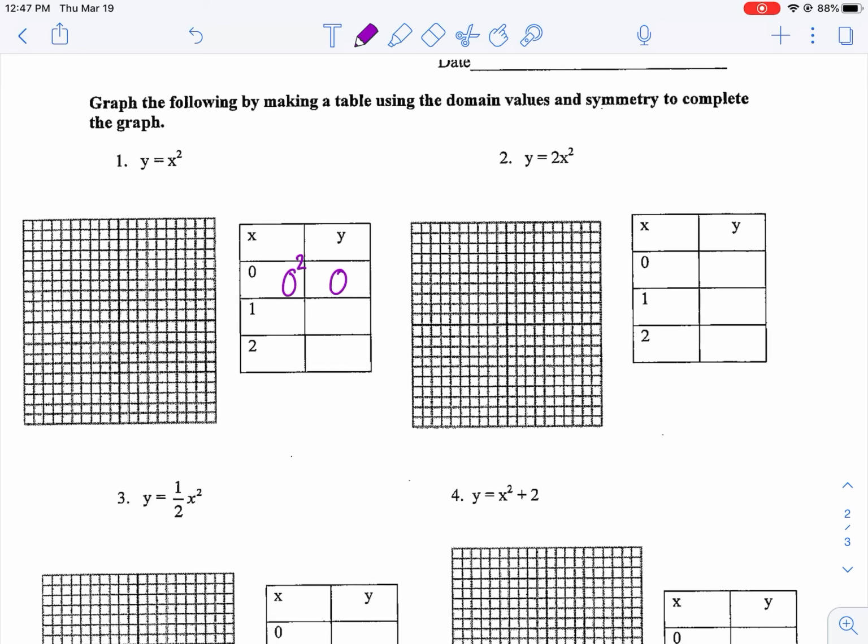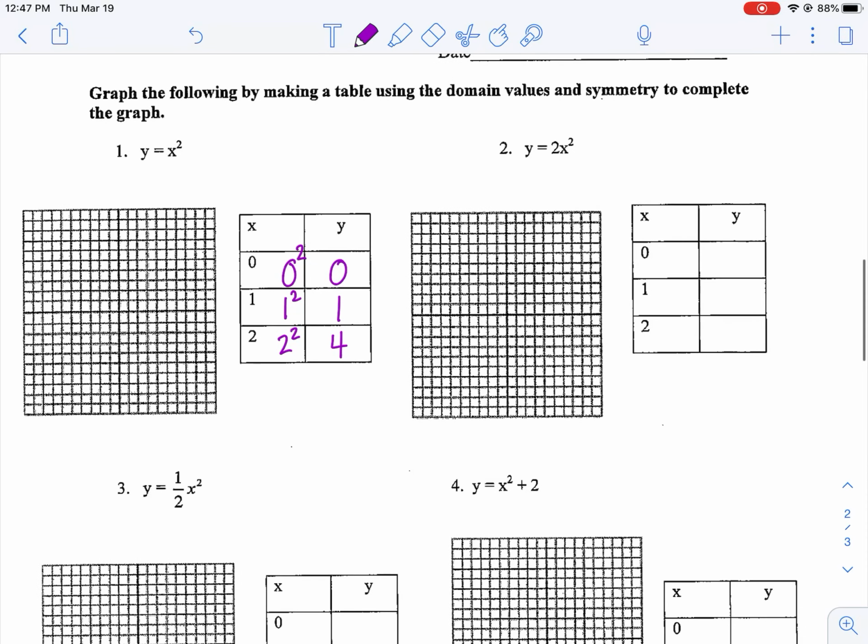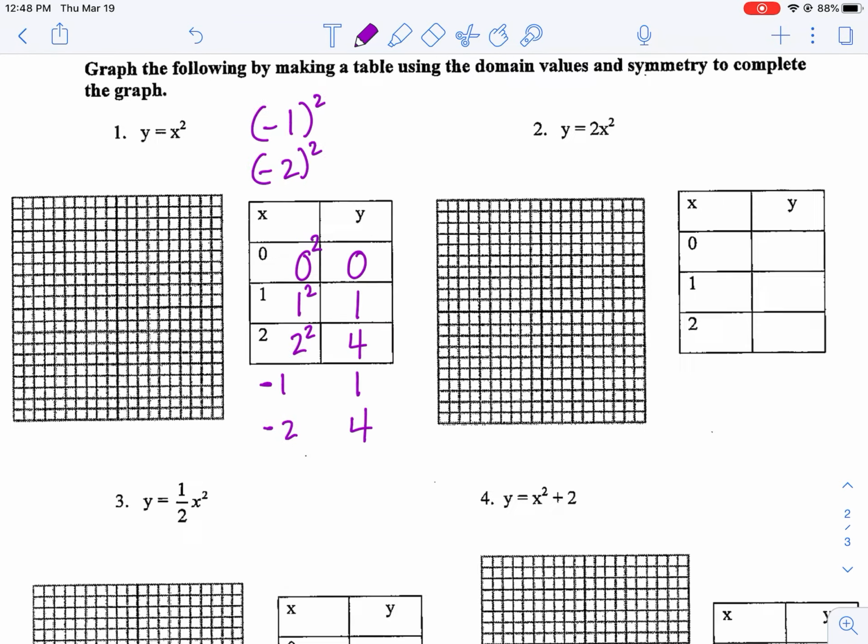What's 1 squared? 1 squared is 1. 2 squared is going to be 4. And you know what? We should try some negative values too. So we're also going to try -1 and -2. Now, if I put -1 and I square it, remember, negative times a negative is a positive 1. If I put a -2 and I square it, negative times a negative is a positive 4. So my table of values looks like this.